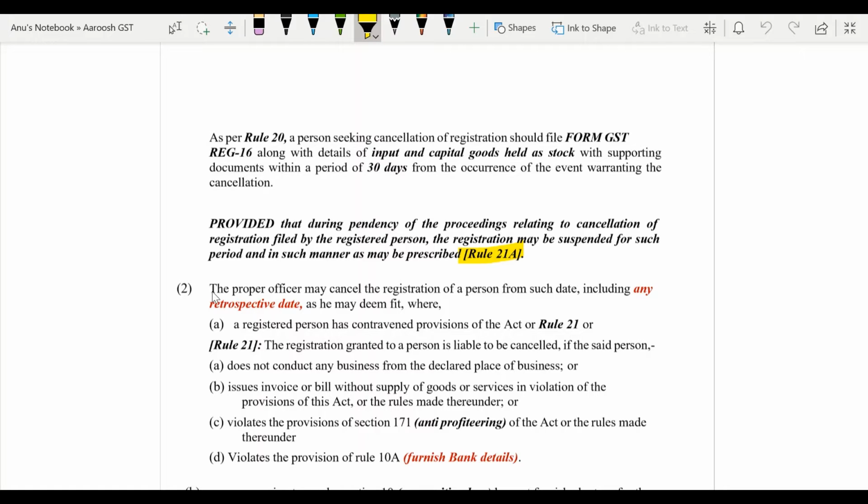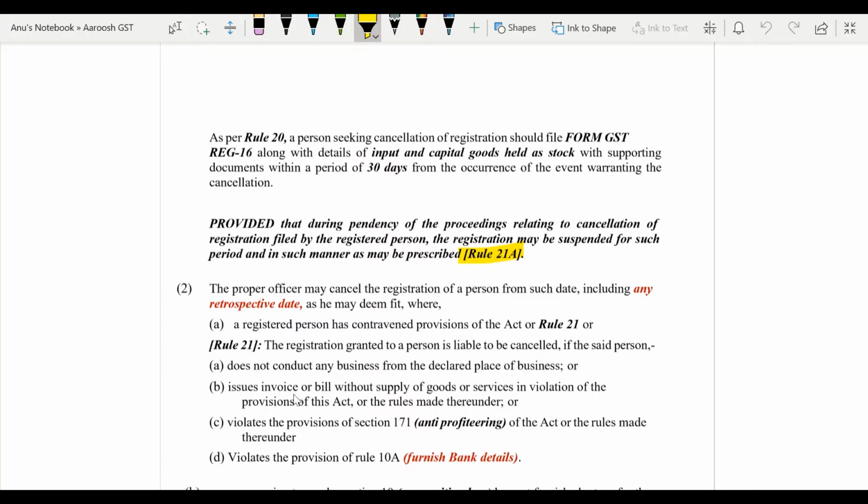2. The proper officer may cancel the registration of a person from such date, including any retrospective date, as he may deem fit, if a registered person has contravened provisions of the Act or Rules. So in this case, we'll be talking about all the cases where the proper officer can cancel registration on his own basis, right? He does not need the consent of the registered person.